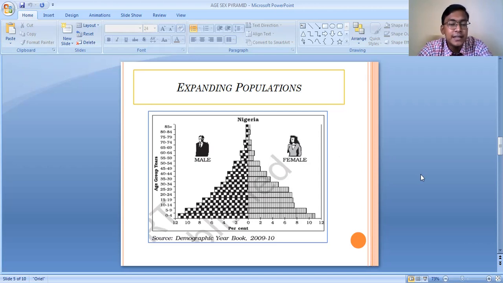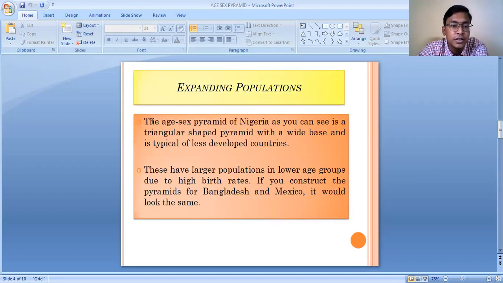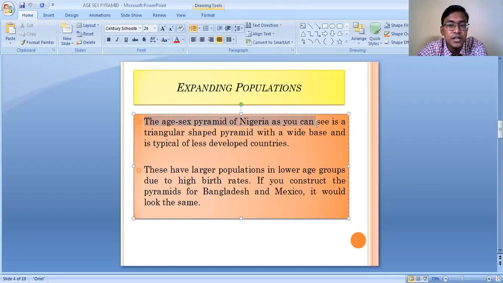Basically, the underdeveloped nations, the poor nations, have this kind of population pyramid where the birth rate is higher. Expanding population. The age-sex pyramid of Nigeria, as you can see, is a triangular shaped pyramid with a wide base and is typical of less developed countries.